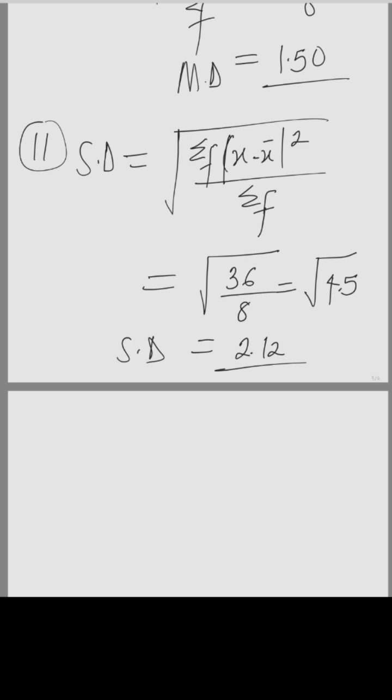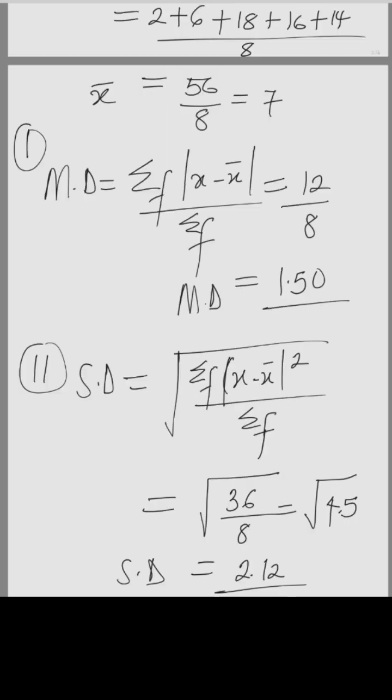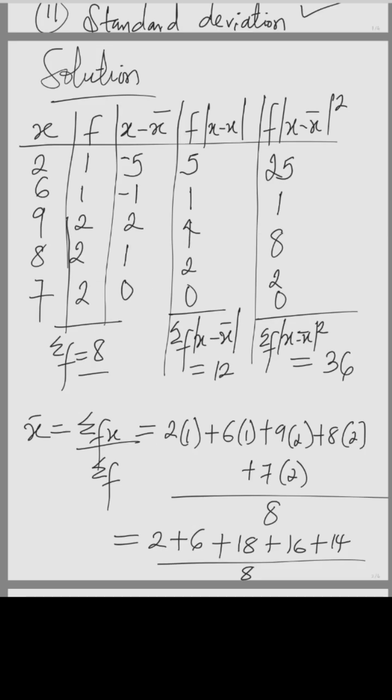So let's look at the marking scheme according to the examination body. A total of 8 marks is allocated to this question. From the table, getting the value for summation of f of absolute value of x minus x bar squared equals 36, here we have 1 mark. Also getting the value for summation of f of absolute value of x minus x bar as 12, we have 1 mark here.